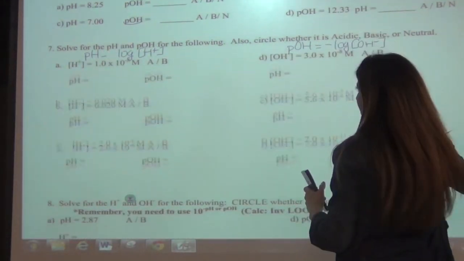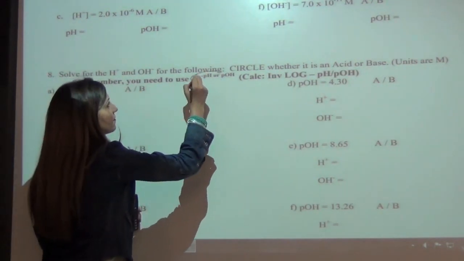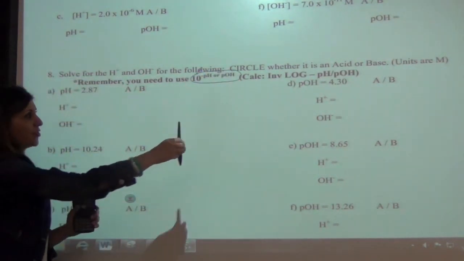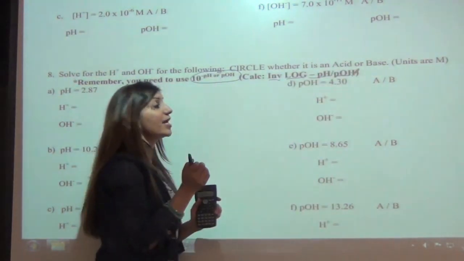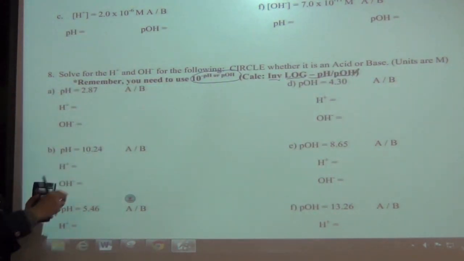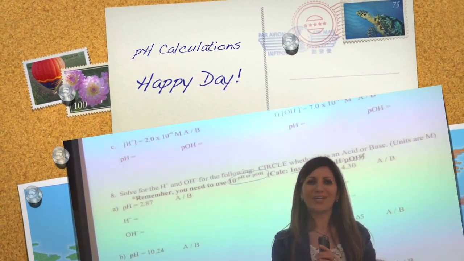And the last section down here, it says, remember, you need to use the inverse log of the negative. So in your calculator, you're going to type inverse log negative pH or negative pOH, depending on which one you're given. Okay? All right, and spend the next few minutes here just working on a couple of problems in that.